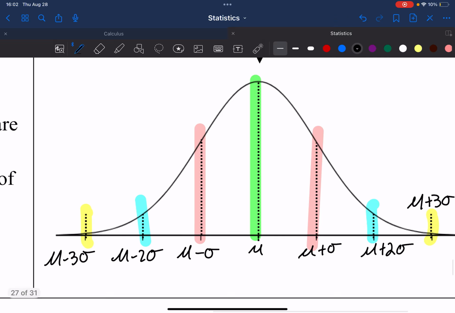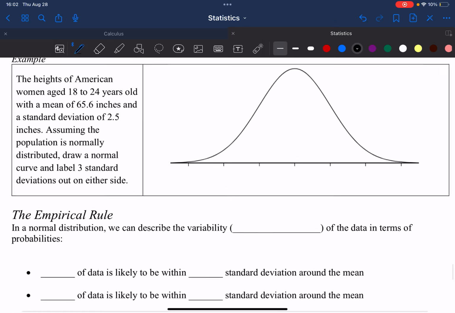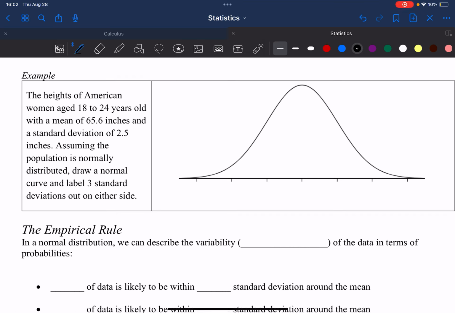Okay. So let's go ahead and look at an example. In this example, it says the heights of American women age 18 to 24 years old with a mean of 65.6 inches and a standard deviation of 2.5 inches. Assuming the population is normally distributed, draw a normal curve and label 3 standard deviations on either side. So our population here is the heights of American women age 18 to 24 years old. Our mean is 65.6 inches, and our standard deviation is 2.5 inches.